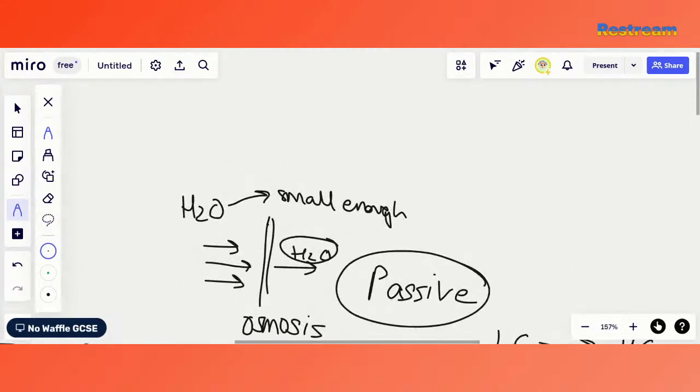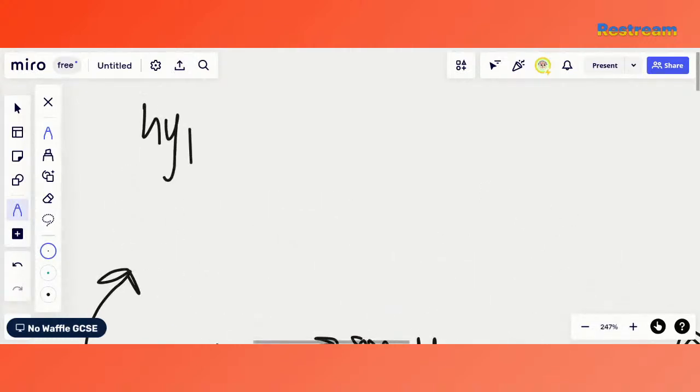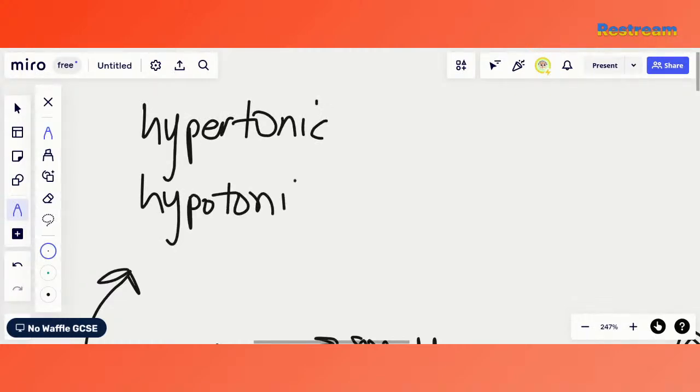So osmosis has different forms. There's hypertonic, hypotonic, and isotonic. You don't necessarily need to know the last one, but the first two you definitely need to know. So these are what you use to describe different solutions.